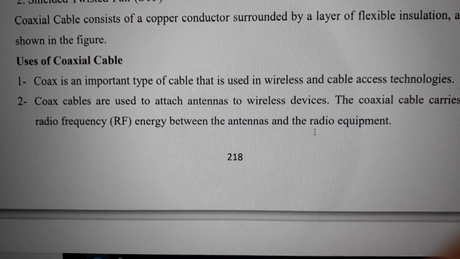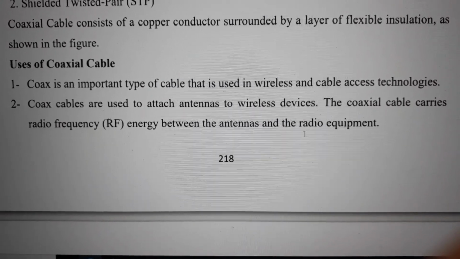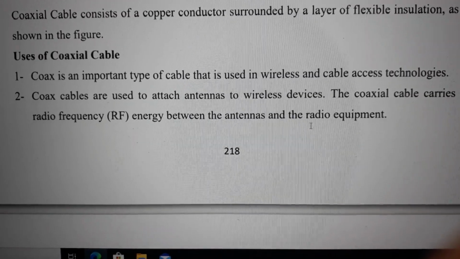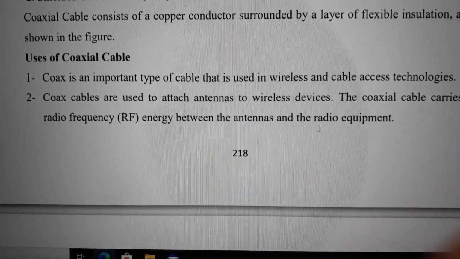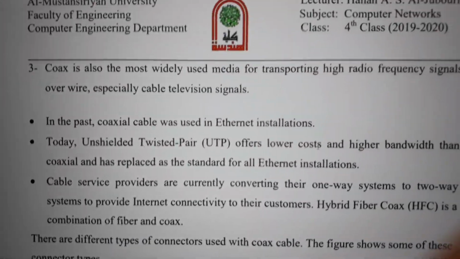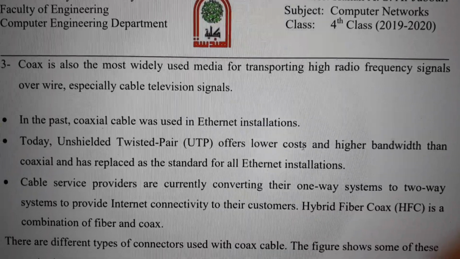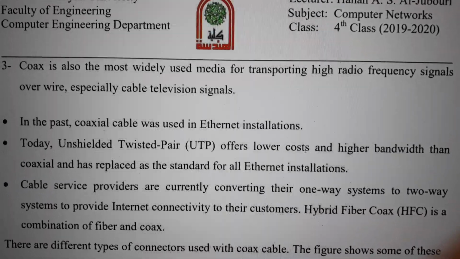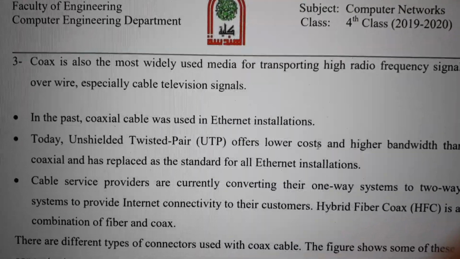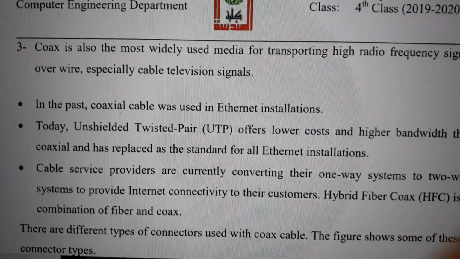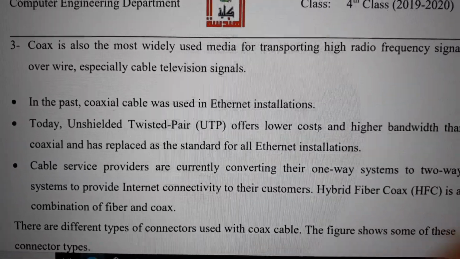Coax cables are used to attach antennas to wireless devices. The coaxial cable carries radio frequency energy between the antennas and the radio equipment. Coax is also the most widely used media for transporting high radio frequency signals over wire, especially cable television signals. In the past, the coaxial cable was used in Ethernet installations.